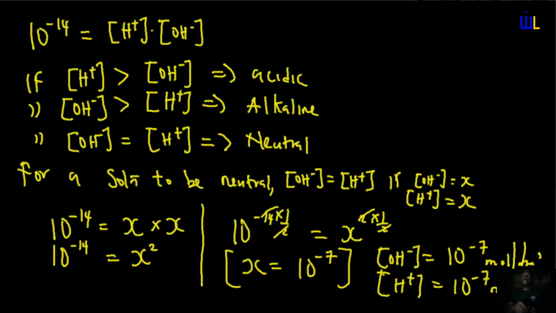So if you happen to come across a question that says, given that the concentration of hydroxyl ion is 10 raised to power minus 7, determine the type of solution. I'll take it again. If the concentration of hydrogen ion is 10 raised to power minus 7, what type of solution is it? Option A, neutral. Option B, acidic. Option C, alkaline. So what do we think?